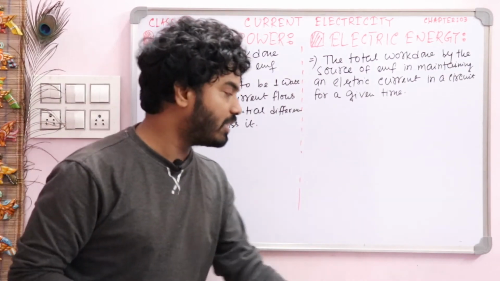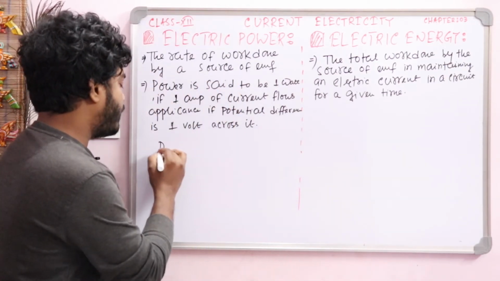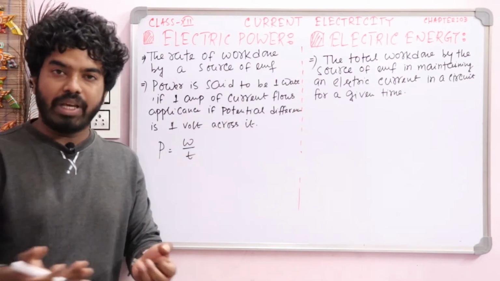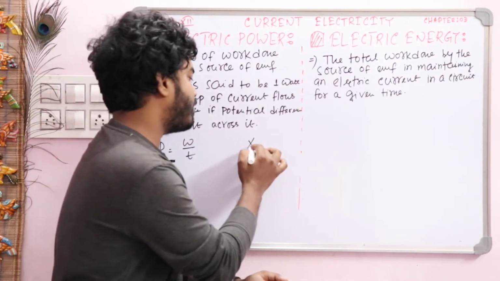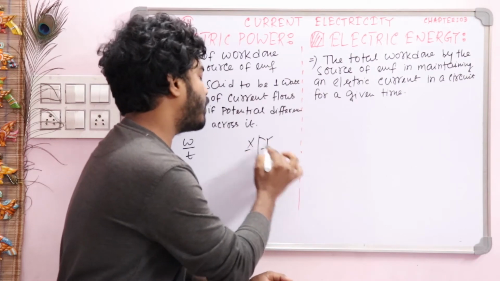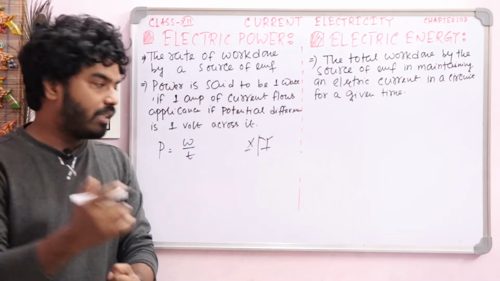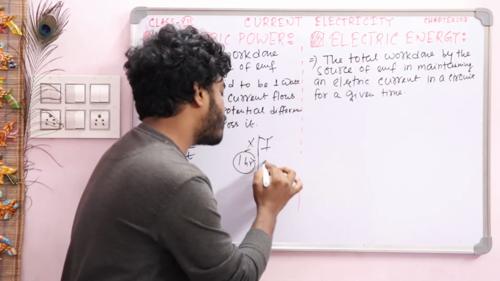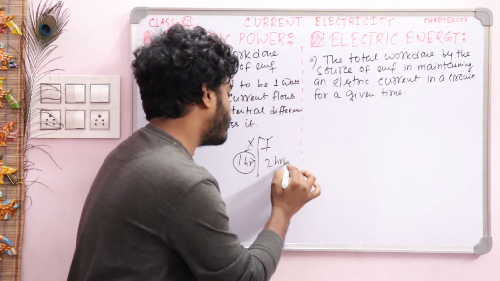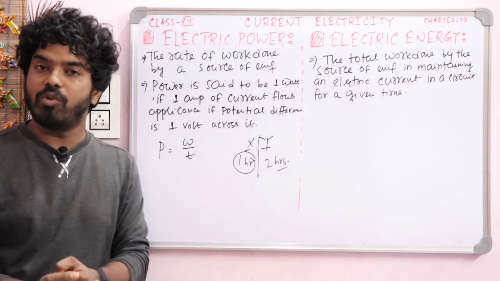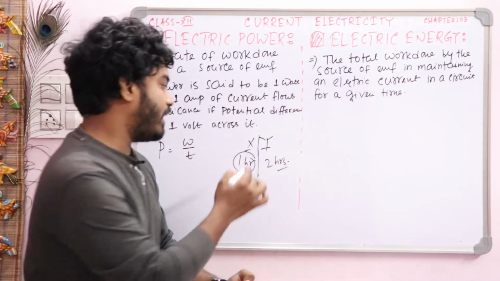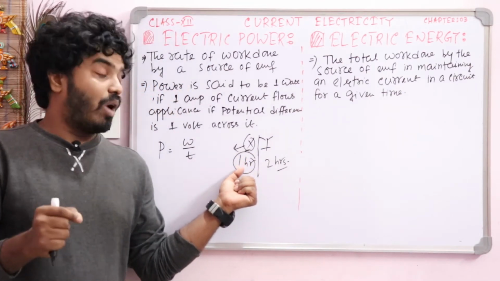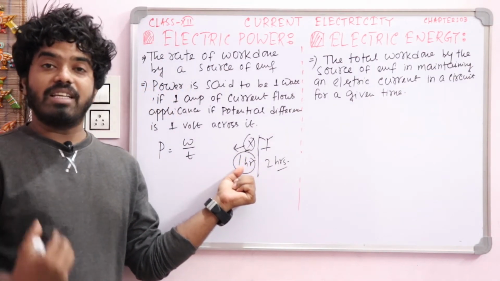So it is represented by this formula, power P is equal to W divided by T. Suppose two friends X and Y are doing the same amount of work, but X completed this work in 1 hour and Y completed it in 2 hours. Which one has more power?